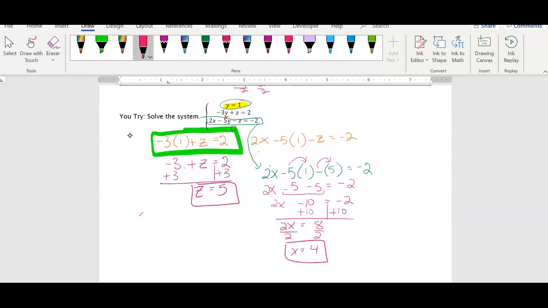So again, your three answers will be put in what's called an ordered triple, x, y, and z. So our final answer is x is 4, y is given, it was 1, and z is 5. And that is it.